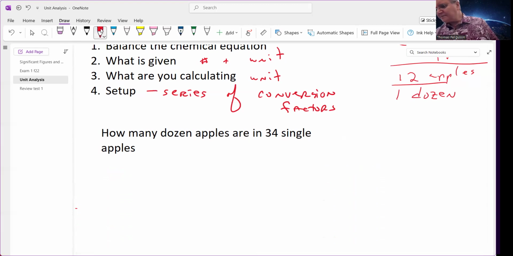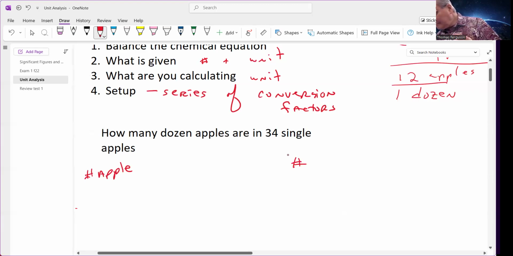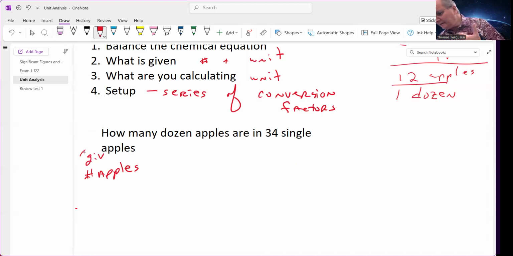Okay, so let's follow the steps now. What is given? What are you trying to calculate? The apples. Right, so the given is number of apples. And put that on the left.